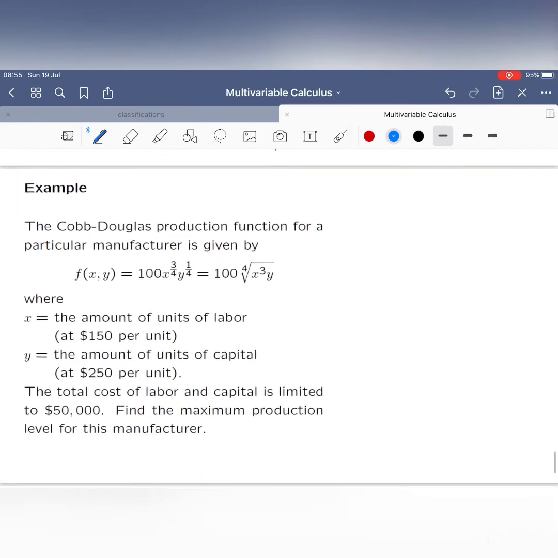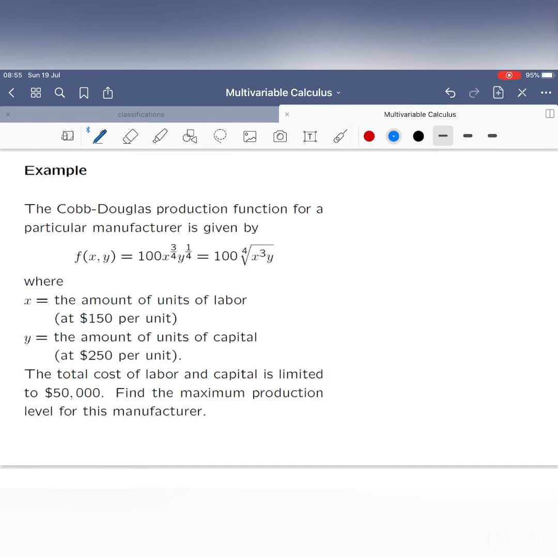For example, look at this one. It says the Cobb-Douglas production function. So this one is an example of a production function for a particular manufacturer, given by 100 x raised to the power 3/2 and y raised to the power 1/2. Of course, the production depends on labor x and depends on capital y, and it says that labor costs 150 per unit, and capital is 250 per unit.